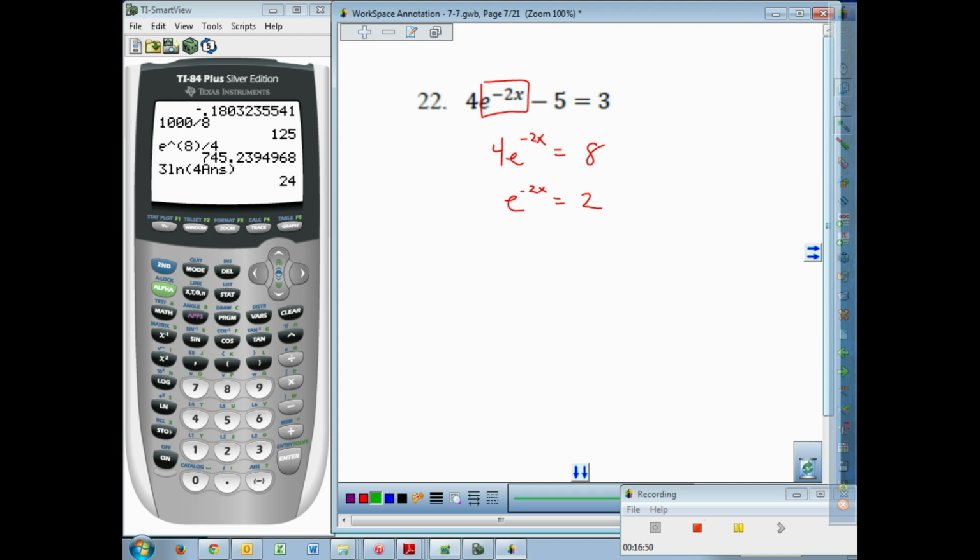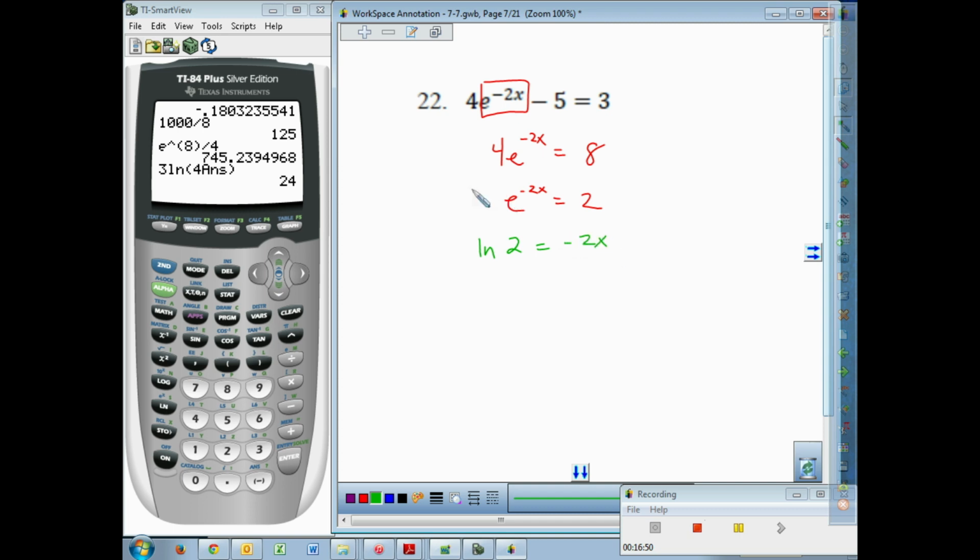Isn't e the base? And you know those first few 10, 15 problems that we did where it says, here it is exponentially, please rewrite it logarithmically? It's going to be the natural log of, what's the argument? 2 equals the exponent, which is negative 2x.